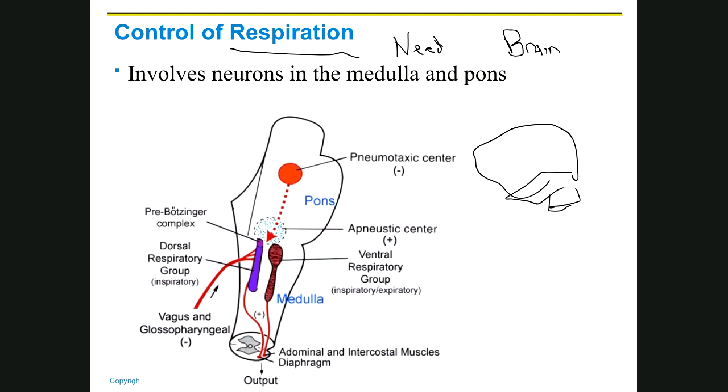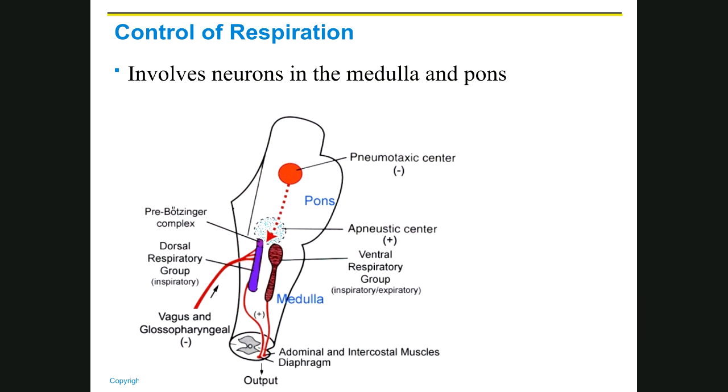And we have this part of the brain, which we call the brain stem. And that's what this is right here. The brain stem's got three parts. It's got the medulla, the pons, and the midbrain. But the only two that are involved in respiration are the medulla and the pons. And so there are centers in here, there are neurons in here that regulate respiration.